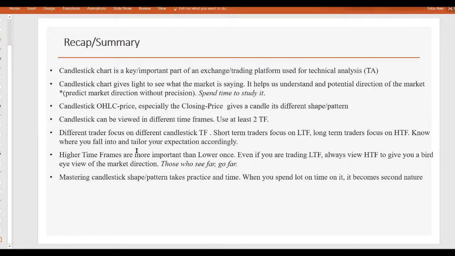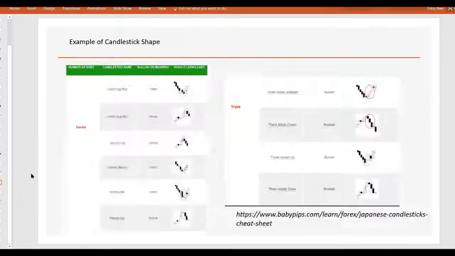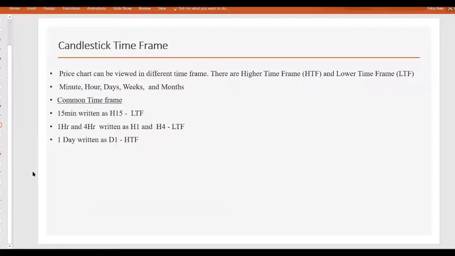Higher time frames are more important than lower time frames. Even if you are trading a low time frame, it's always good to view the high time frame so you can have a better view of the market direction. Those who see far go far. Mastering candlestick shapes and patterns takes practice and time. When you spend a lot of time on these things, it becomes second nature. So that's all we have for candlesticks, and this is just an introduction. We can dive deeper into candlesticks later.